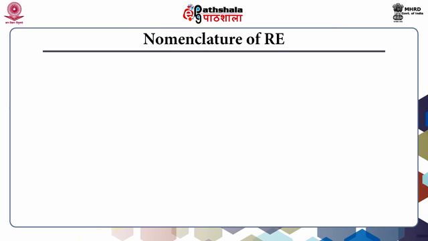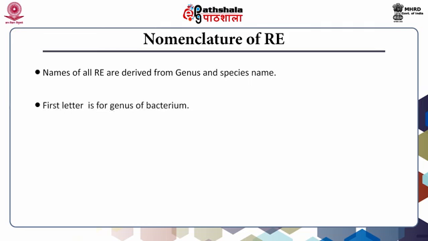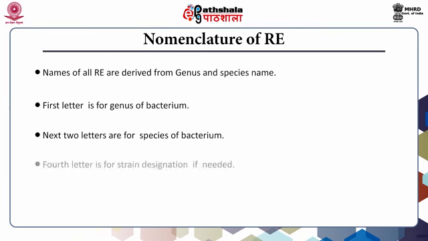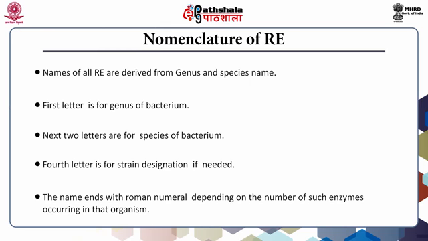Nomenclature of restriction enzymes. Names of all restriction enzymes are derived from genus and species name. The first letter is for the genus of the bacterium, the next two letters are for the species of the bacterium, the fourth letter is for strain designation if needed. The name ends with a Roman numeral depending on the number of such enzymes occurring in that organism.